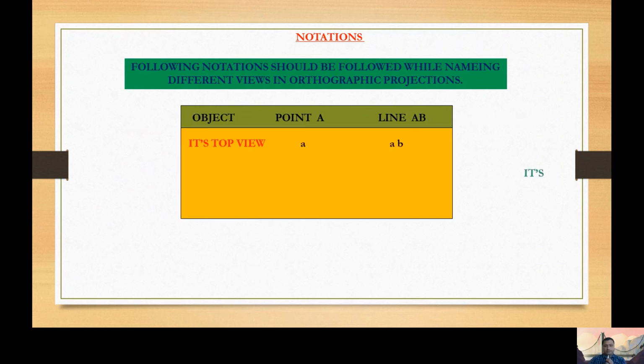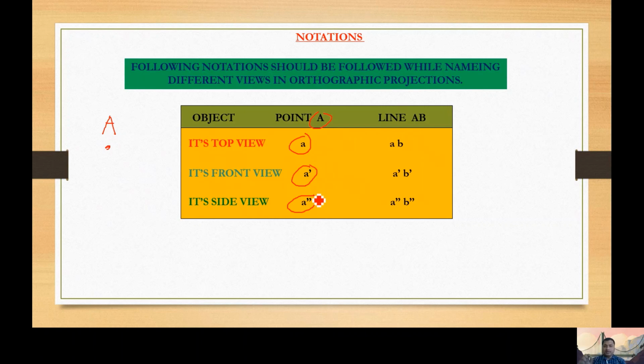So if my object is a point, and the name of the point is capital A, its front view will be represented by A dash, and the top view will be represented by small a, and its side view will be represented by A double dash. So whenever you want to represent the front view of a point, you have to use small a dash. The projections are always represented by means of small letters. So front view is represented by small a dash and top view is represented by small a without dash.